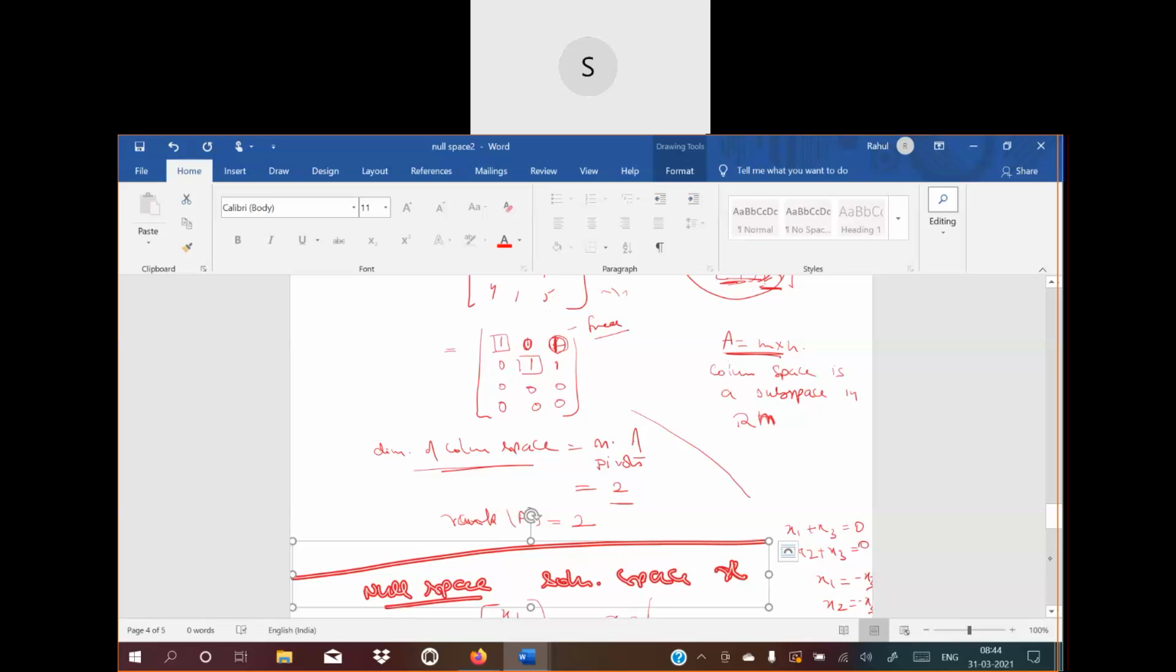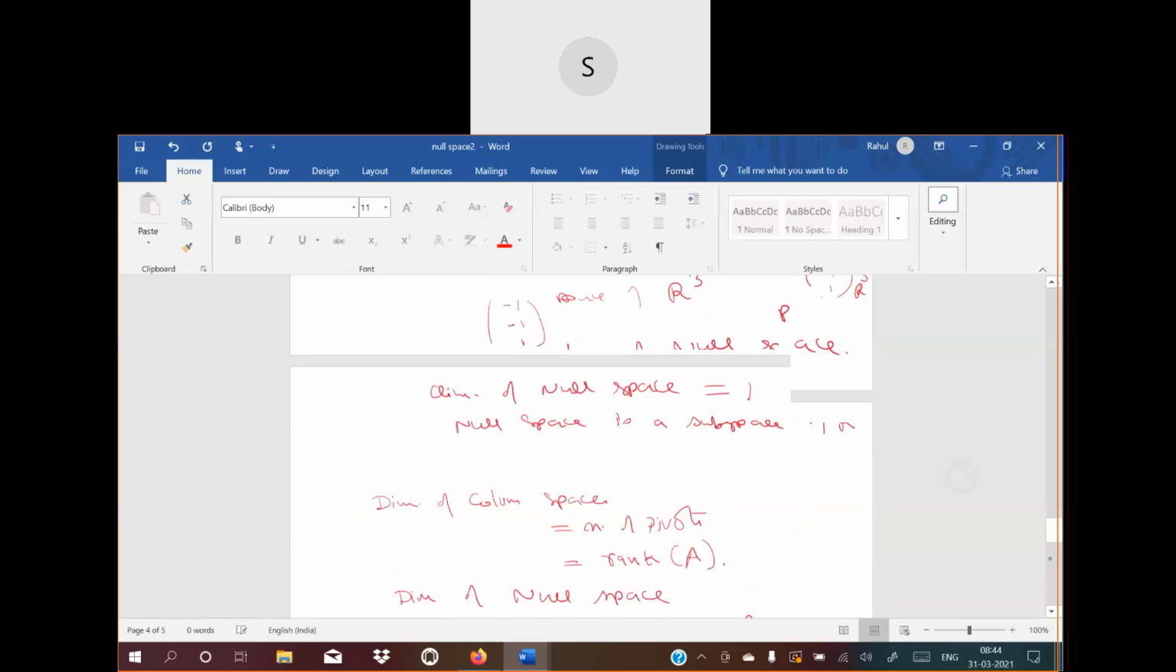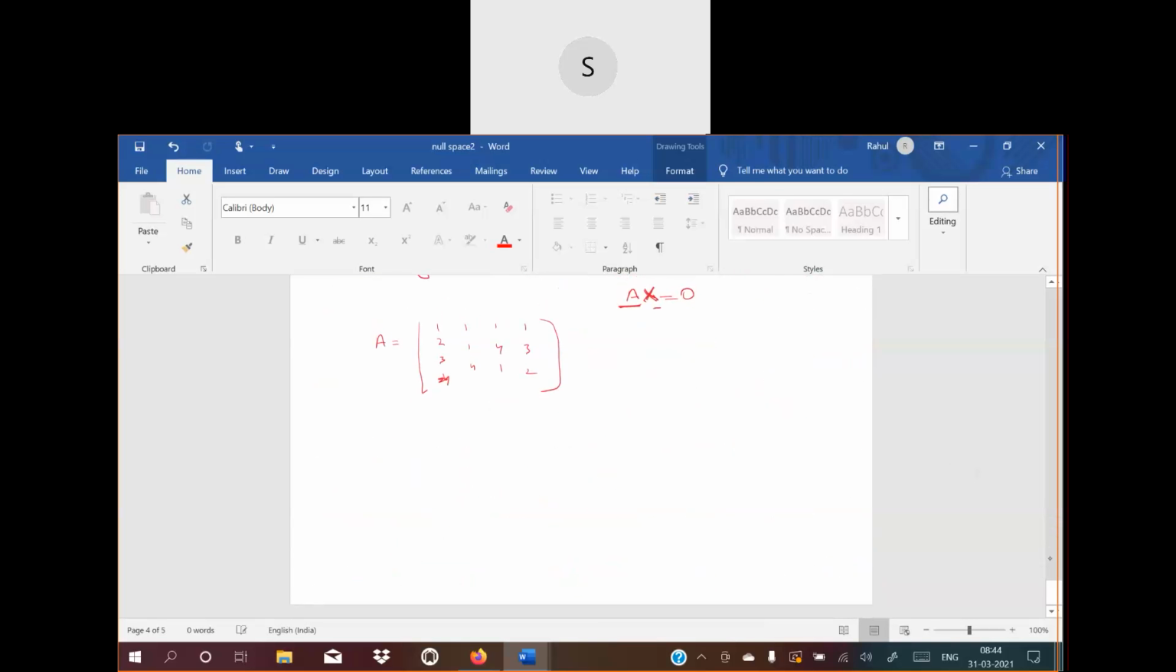Okay, if you have understood, then I have one question here for you. I have this one matrix. So that's what I'm saying, the matrices will be very, very large. I have this one matrix, which is a very large matrix.